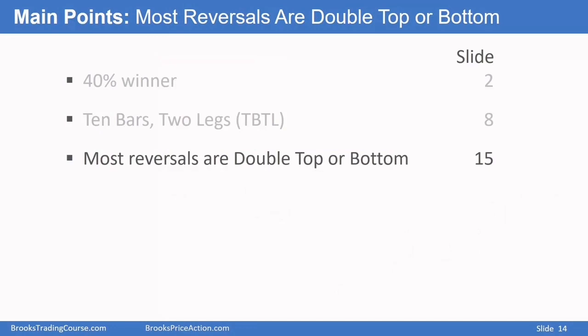Most reversals are double tops or double bottoms, or some variation of a double top or a double bottom. And that's even true with wedge reversals. So there's usually a double top or a double bottom involved.